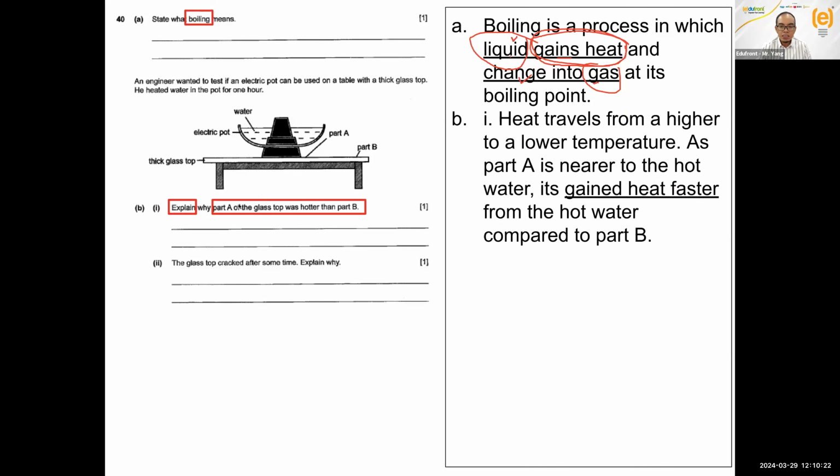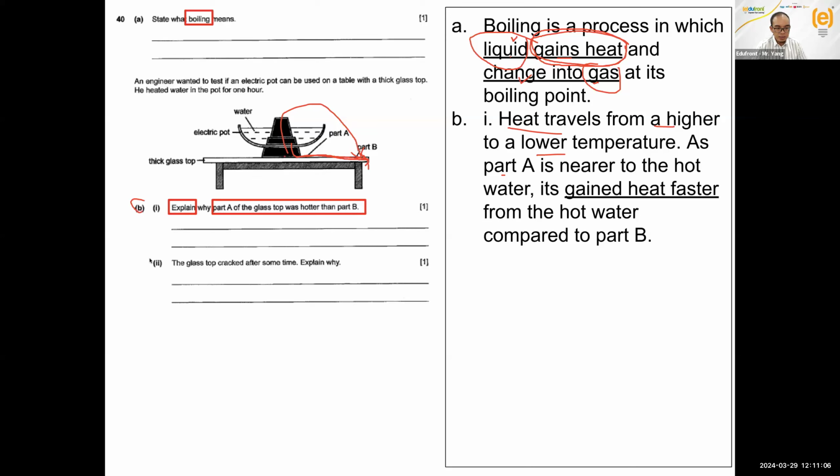Okay, how to answer? So we know the concept of heat transfer. How does heat transfer? Heat transfers from a region of higher temperature to a lower temperature. So how does heat transfer in this particular question? From hot here to the cooler part, right? This is the heat source, the source of heat. So the heat will travel. The heat doesn't jump up here, right? The heat travels from a region of higher temperature to a lower temperature. Okay, so as heat travels from higher to a lower temperature, as part A is nearer to the hot pot or the heat source, it gains heat faster from the hot pot compared to part B, right? So there's the answer for part 1 of question B.